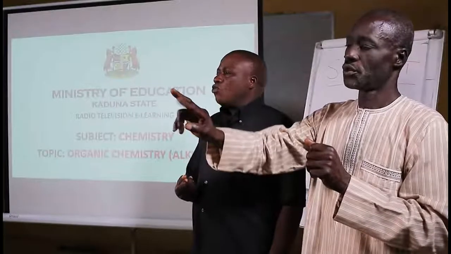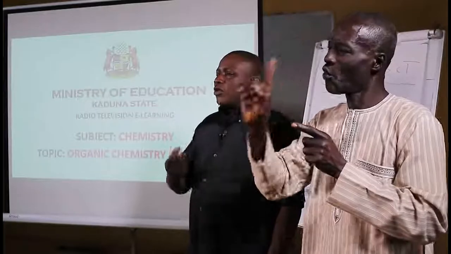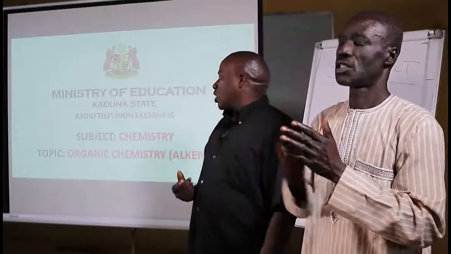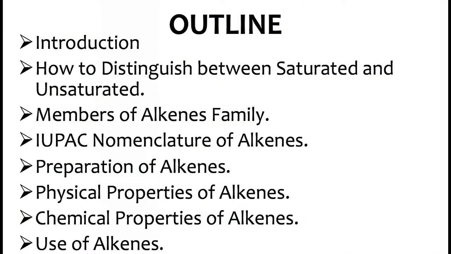Today, we want to pick one of the unsaturated group of hydrocarbon known as alkenes, and that's what we'll be looking at. We'll be looking at that topic under the following. We start with how to distinguish in the laboratory between the saturated hydrocarbons and the unsaturated hydrocarbon. We'll also see the various members of the alkenes family. We're going to see the IUPAC nomenclature of the alkenes. We're also going to look at the preparation of alkenes, the physical properties of the alkenes, the chemical properties, and lastly, we are going to look at the uses of alkenes.